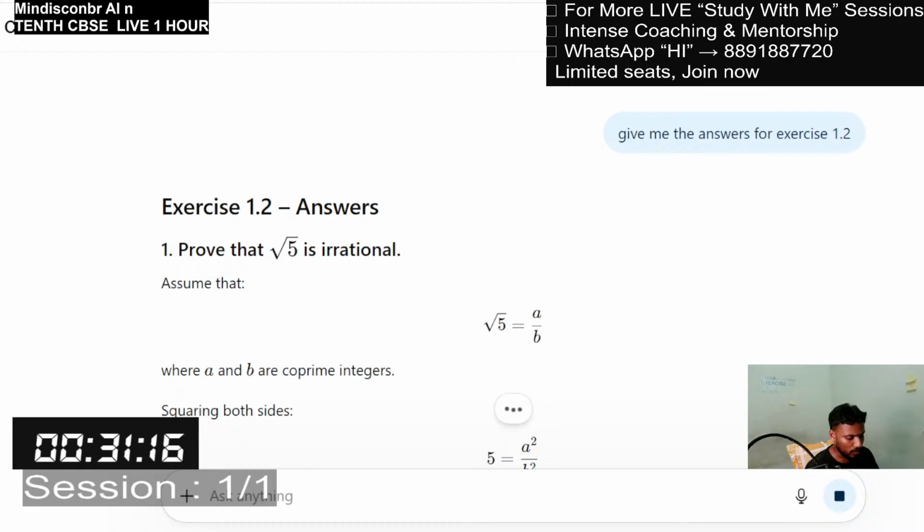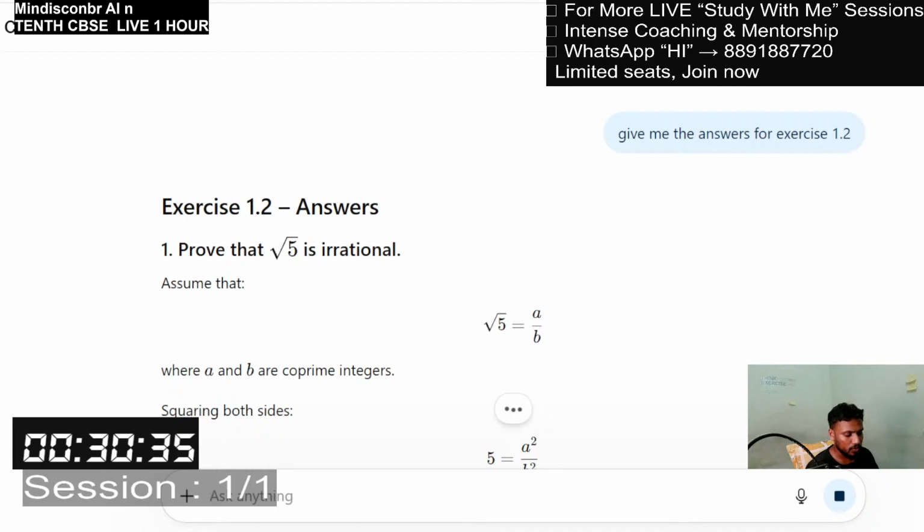Therefore 2 divides a square. Now by theorem 1.2 it follows that 2 divides a. What is theorem 1.2? Let p be a prime number. If p divides a square, then p divides a, where a is a positive integer. That means if p is a prime number, for example 2, 3, 5, 7, etc., and this p divides a square, then we can say that the prime number p divides a also.